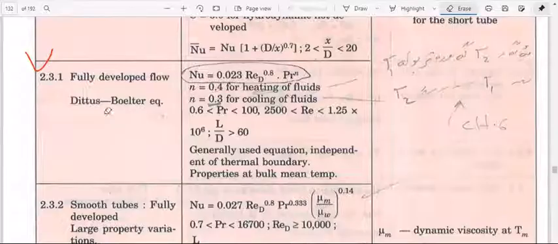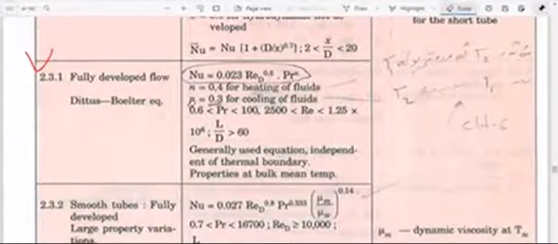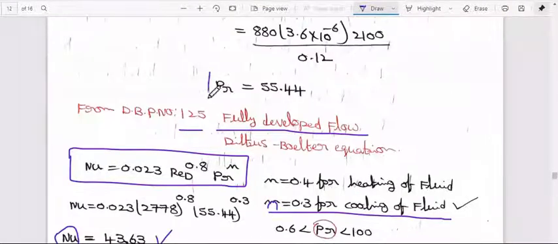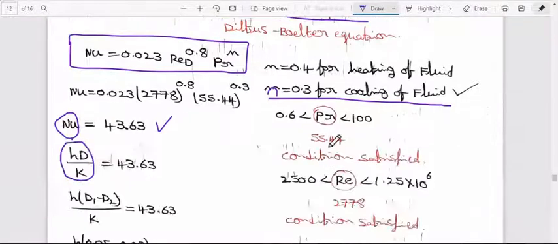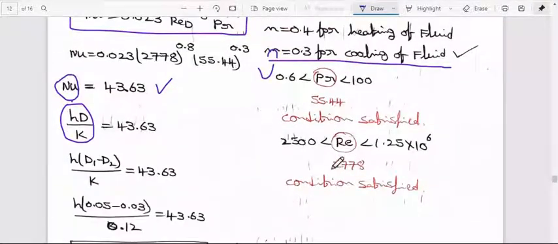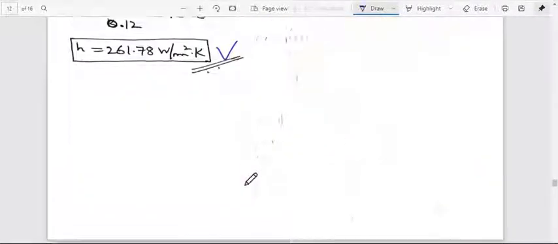Here in the data book page number 125, I'm cross checking whether this equation is applicable or not. Here 0.6 less than Prandtl number. The Prandtl number we already calculated is 54.44, so this condition is satisfied. After that, 2500 less than Re less than 1.25 into 10 power 6. Here the Reynolds number is 2778, which is above the lower value 2500, so this condition is also satisfied. That's why I am considering the fully developed flow Dittus-Boelter equation.